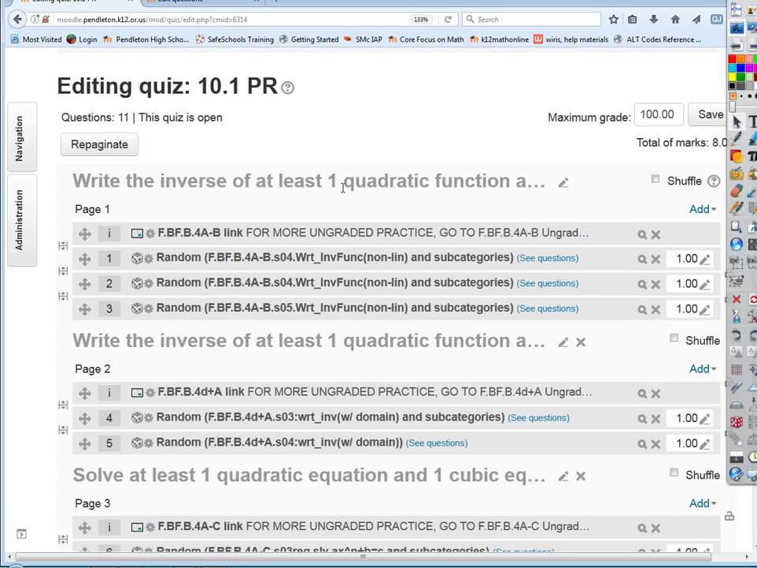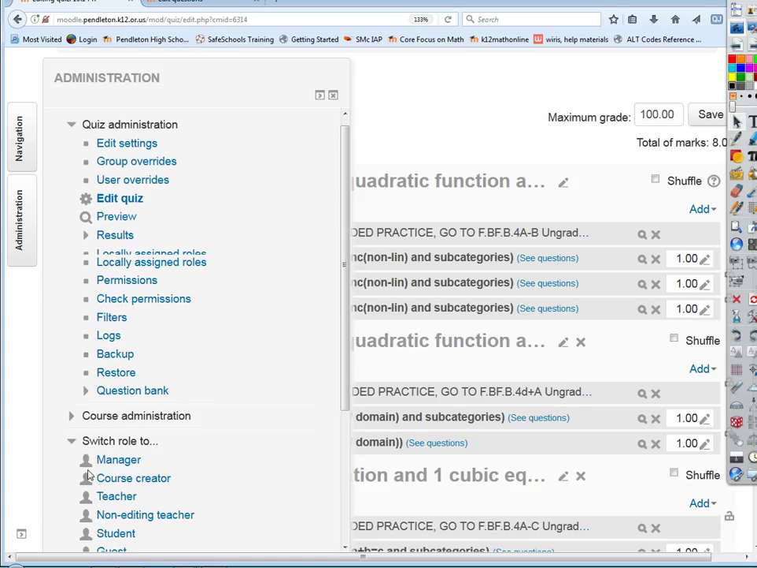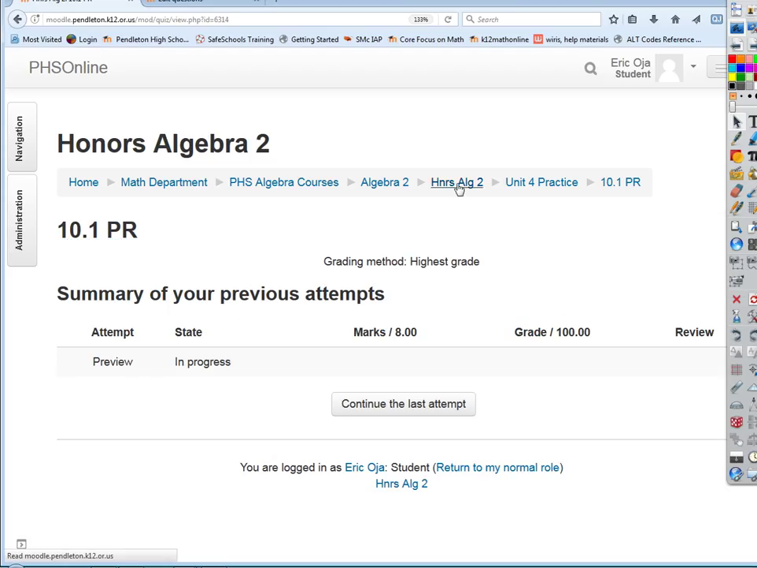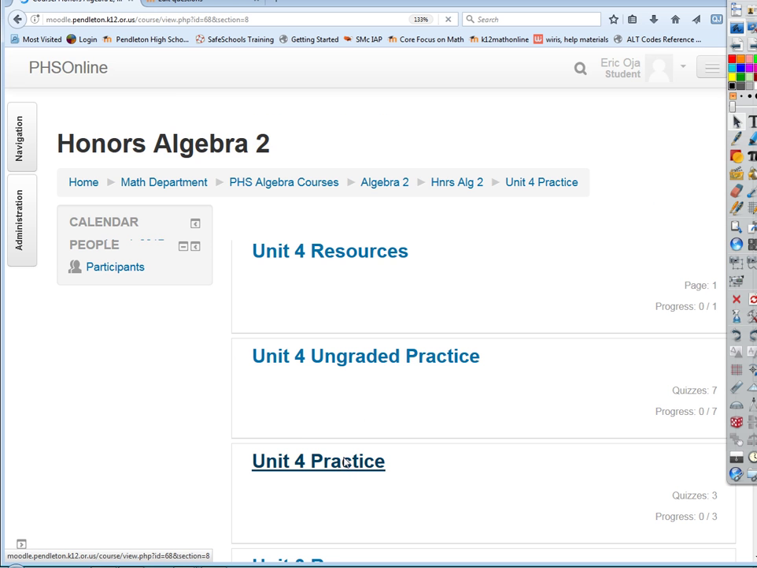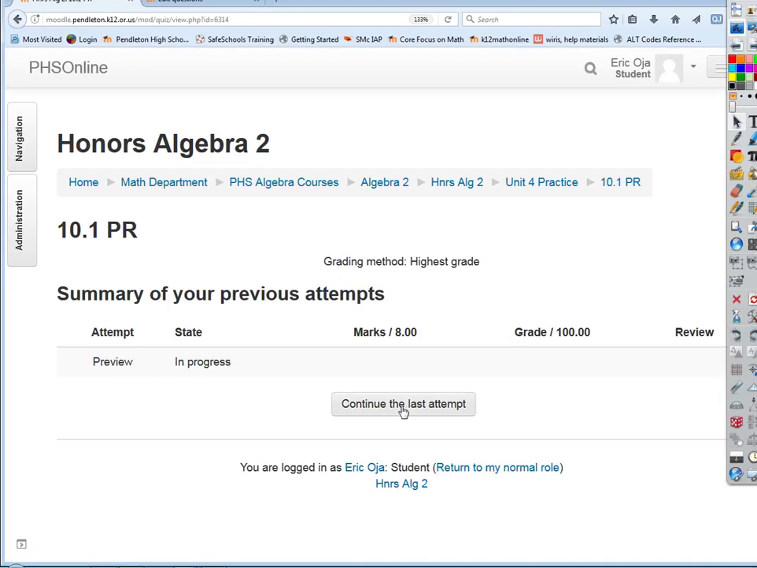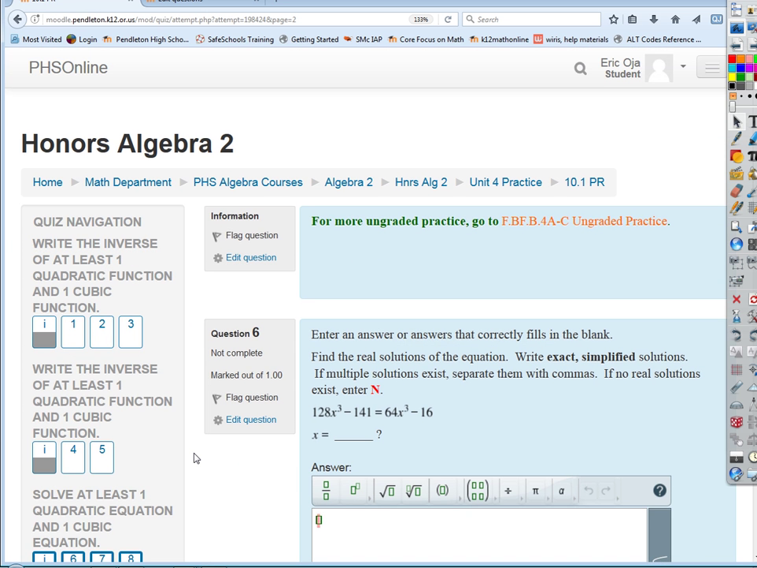It says write the inverse of at least one quadratic function, and what does this look like if I'm a student? Do you guys see it that way? So this is the 10.1. Unit 4 practice, this is the stuff we're talking about, 10.1, by the way. We skipped 8 and 9. If I go to this, there's what it looks like. Okay, good. So this is what it looks like from your perspective.